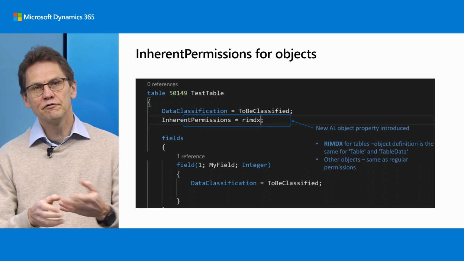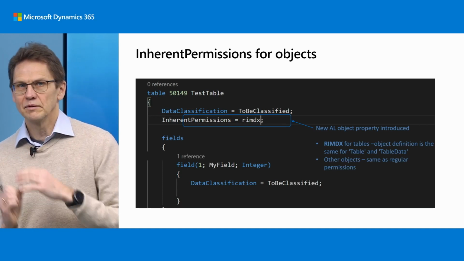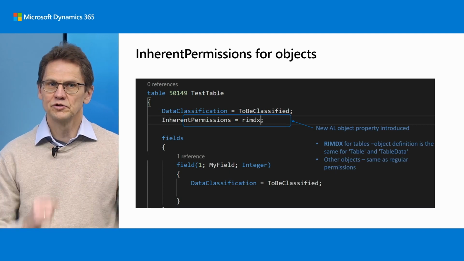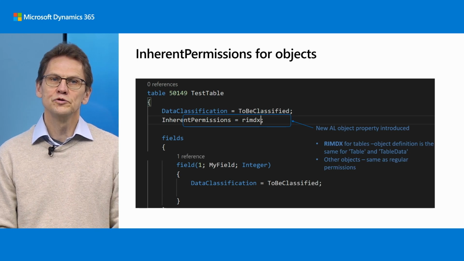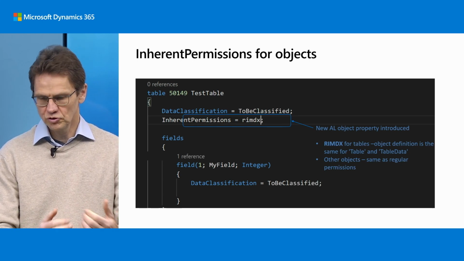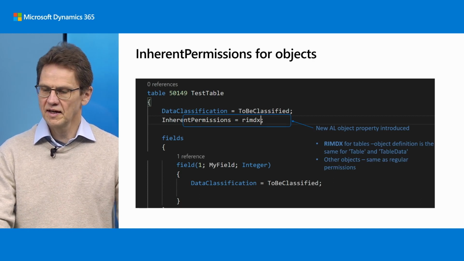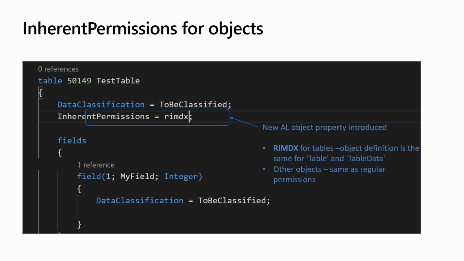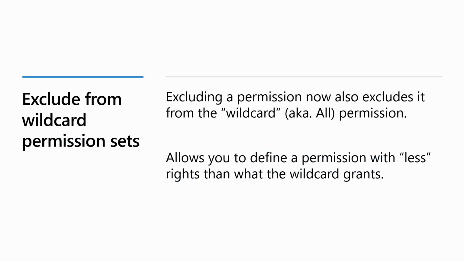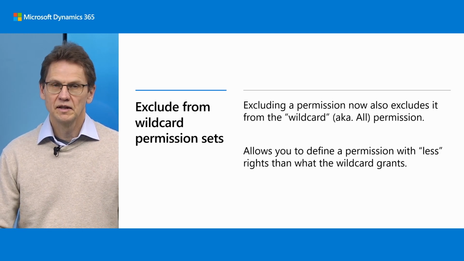where you can set it to RIMDX. We have, for simplicity, decided to collapse table and table data so that you can specify it using one property. So in this example here, all users will have indirect access to everything on this table. This allows us to simplify our permission sets further because there are some things that we don't really want to be able to control.